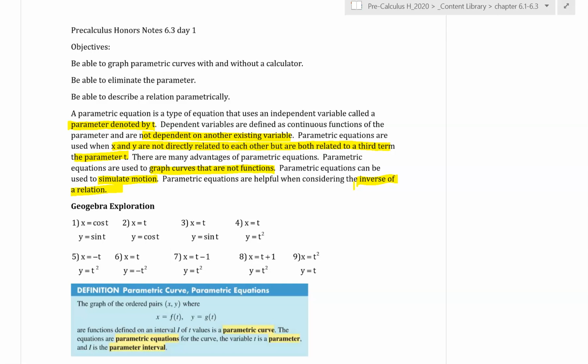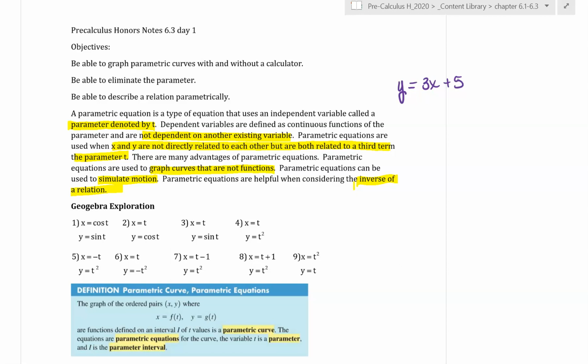So in other words, in the past, we would say y is in terms of x, y depends on x, y is a function of x, but now x and y are both dependent on t, this third parameter.